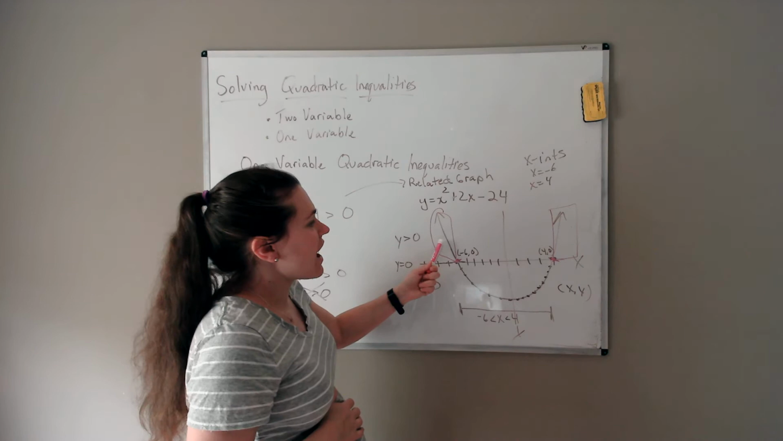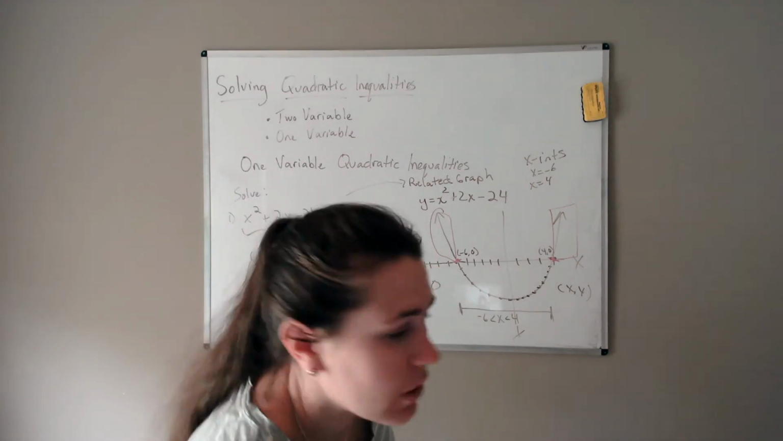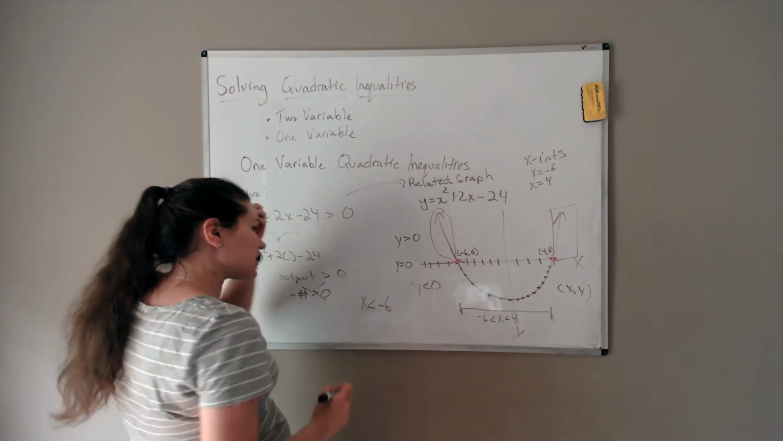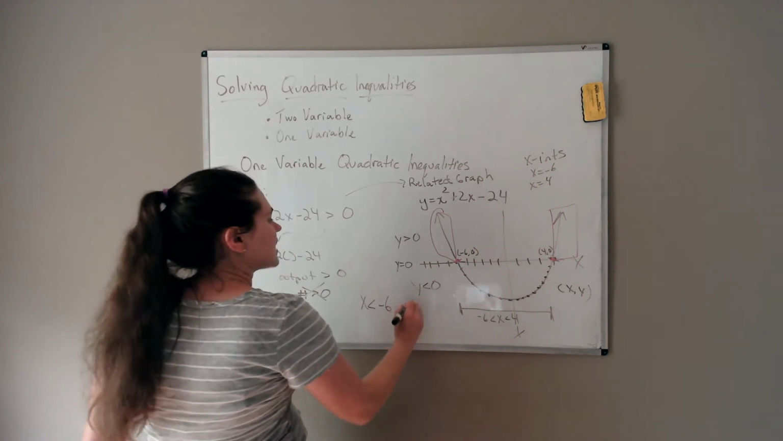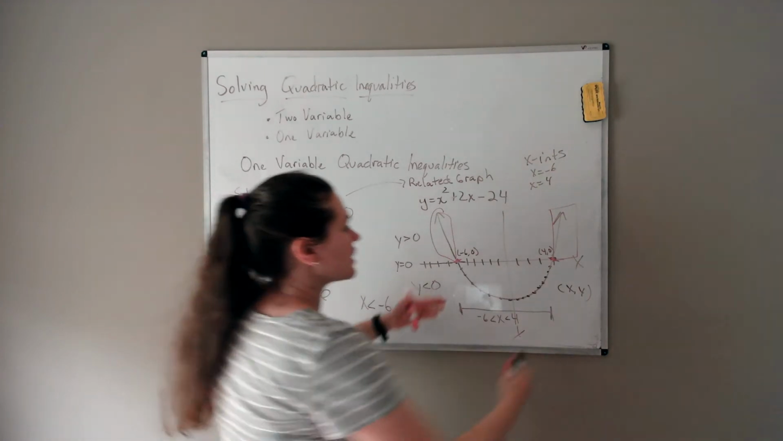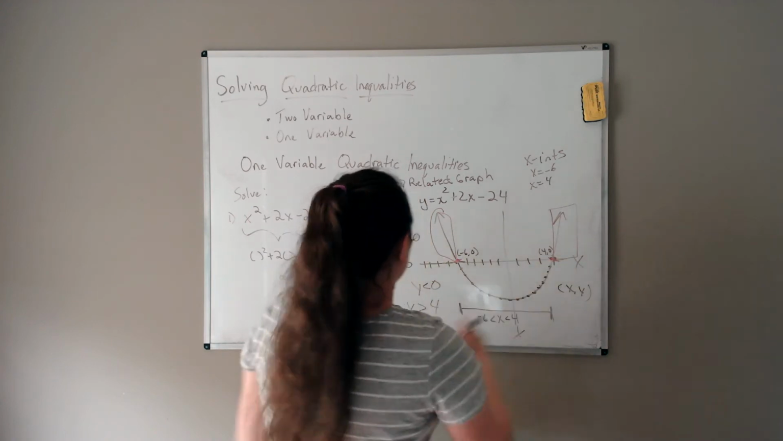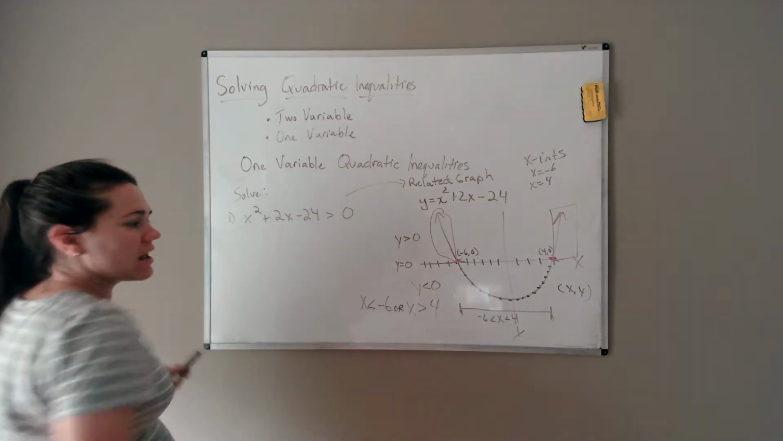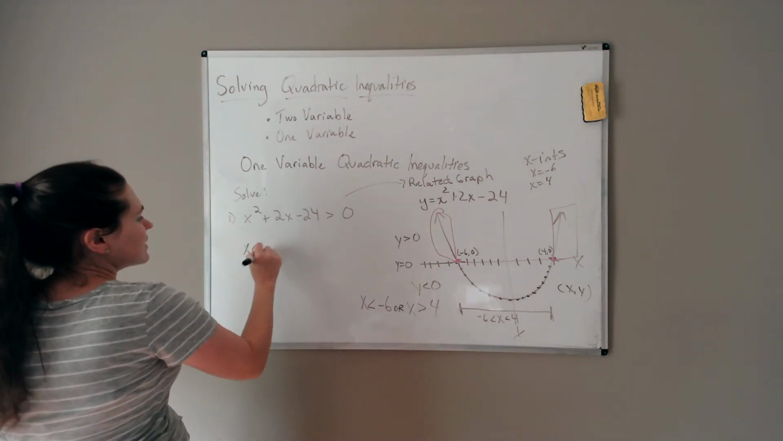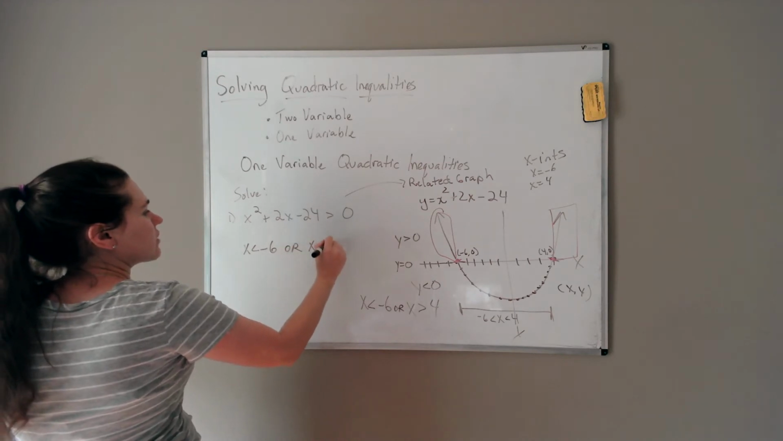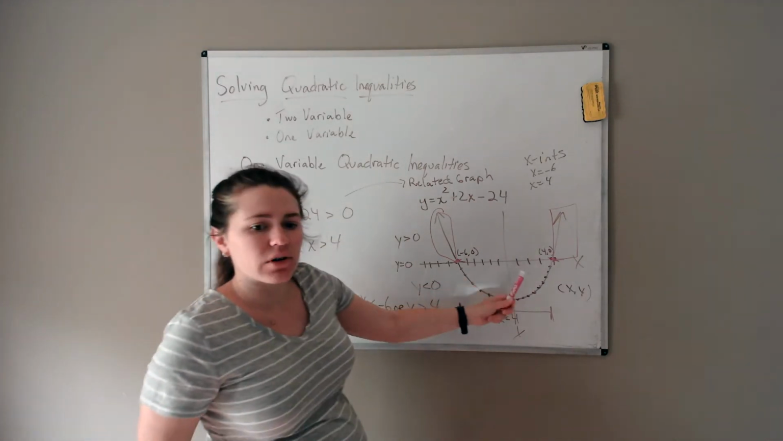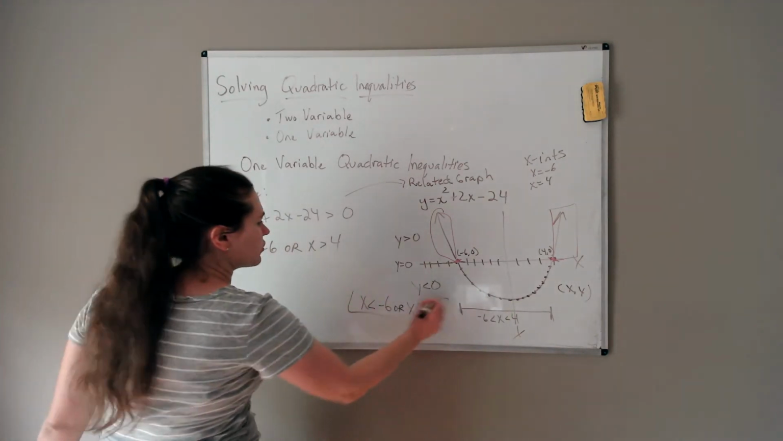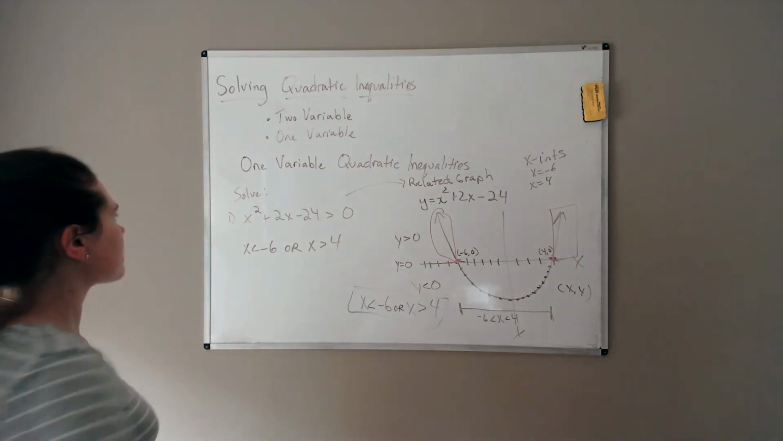So what are these x values that give you positive outputs? This area right here is x is less than -6, and this area right here is x is greater than 4. And it's not an in-between, it's an or. So the answer to this problem ends up being x is less than -6 or x is greater than 4. You can look at the related graph to figure out this answer. Okay, so let's do a few more of these. Let's move on.